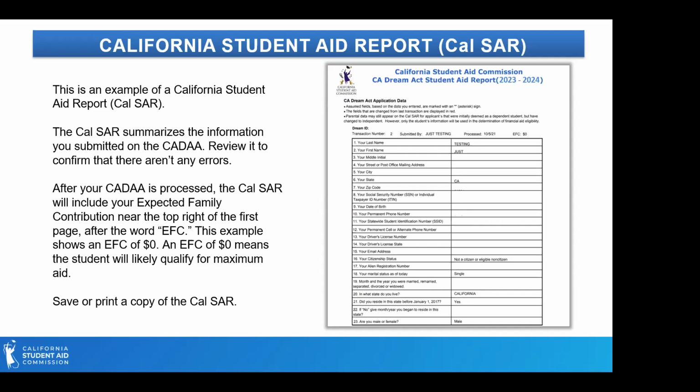The CalSAR will also provide the EFC, the expected family contribution. That is all available on the California Student Aid Report. So it's really handy for parents and students just to have a copy in case they need to go back and make any sort of correction.